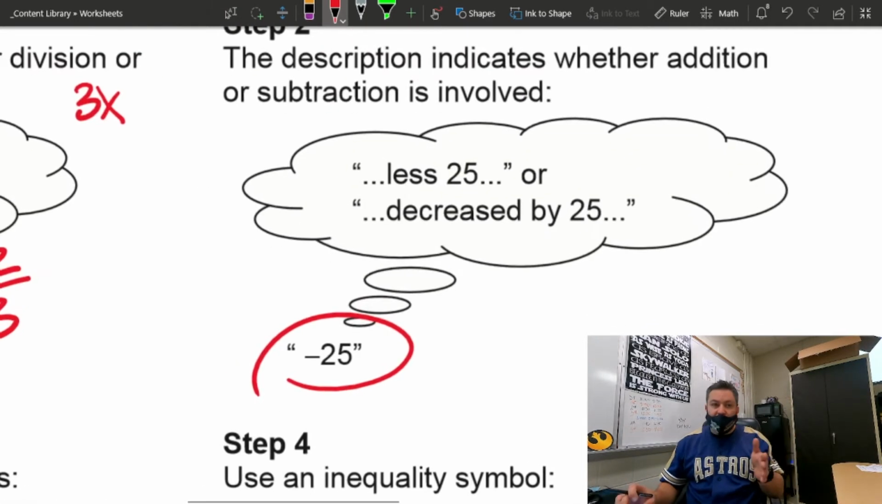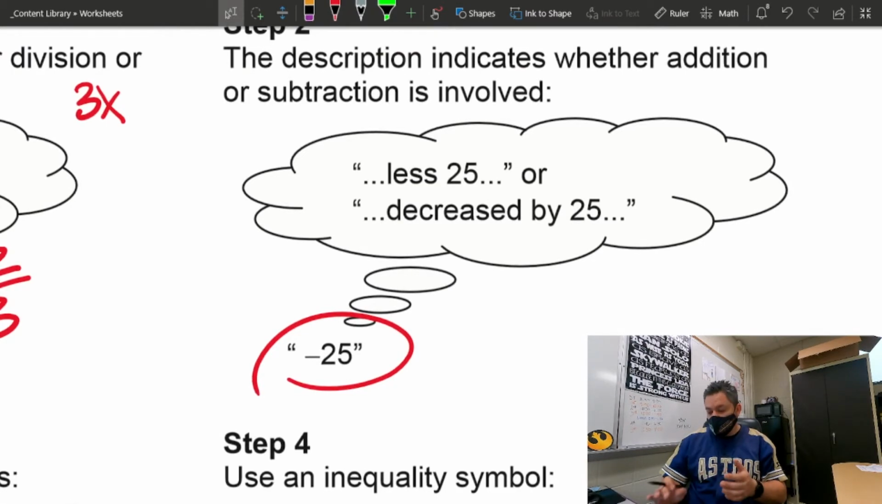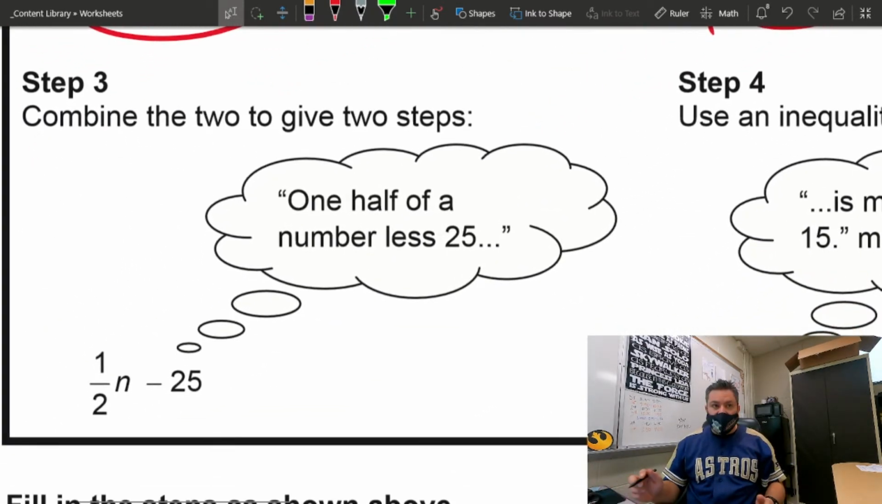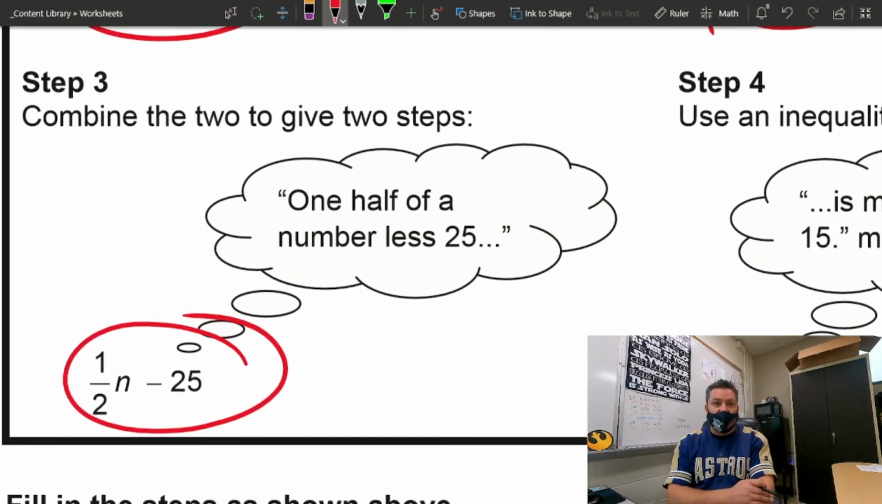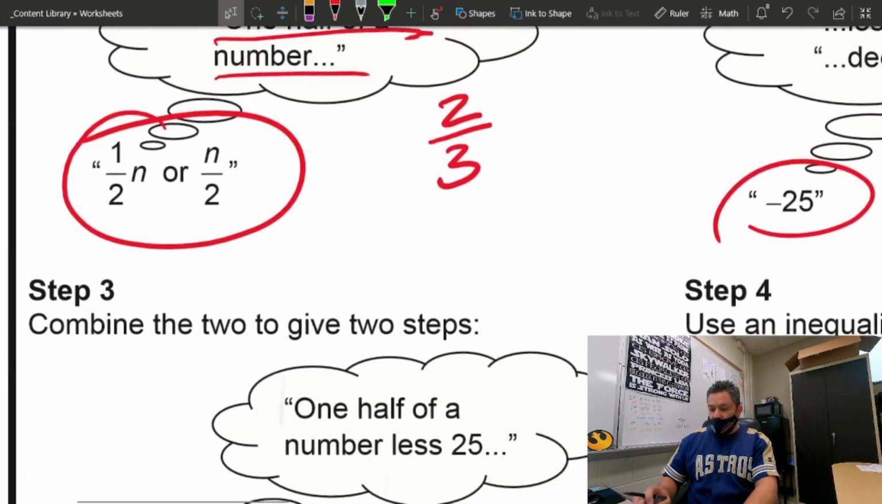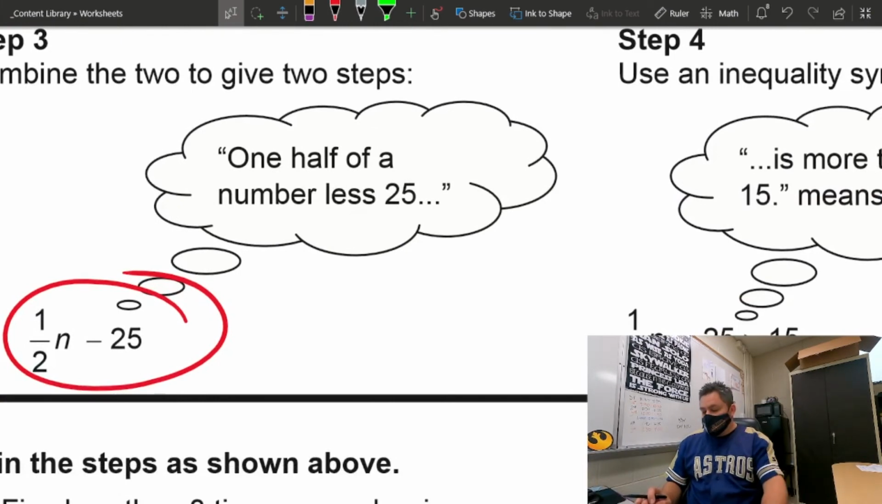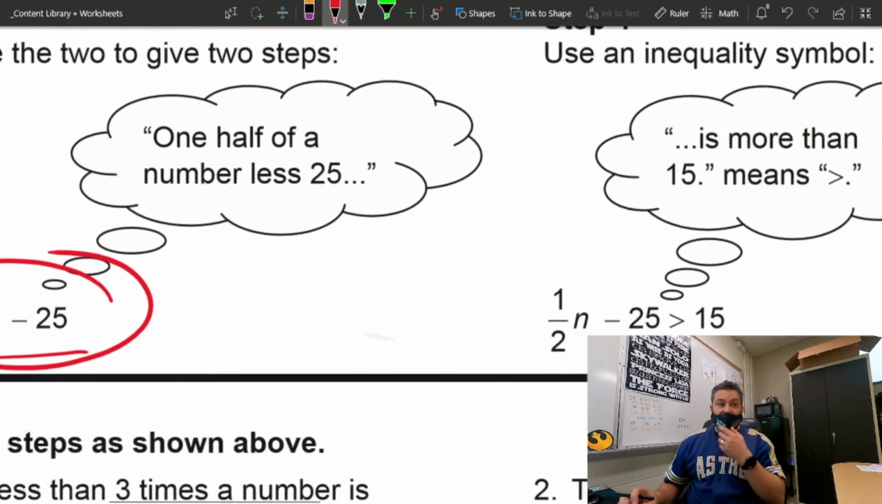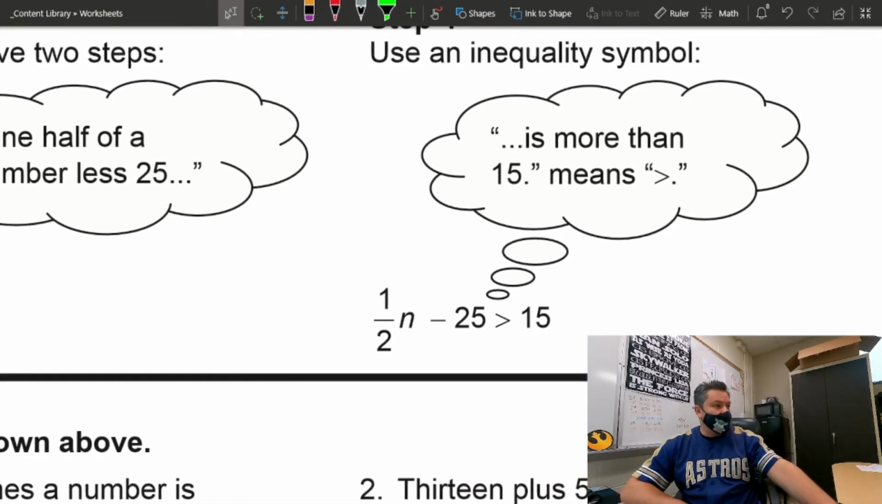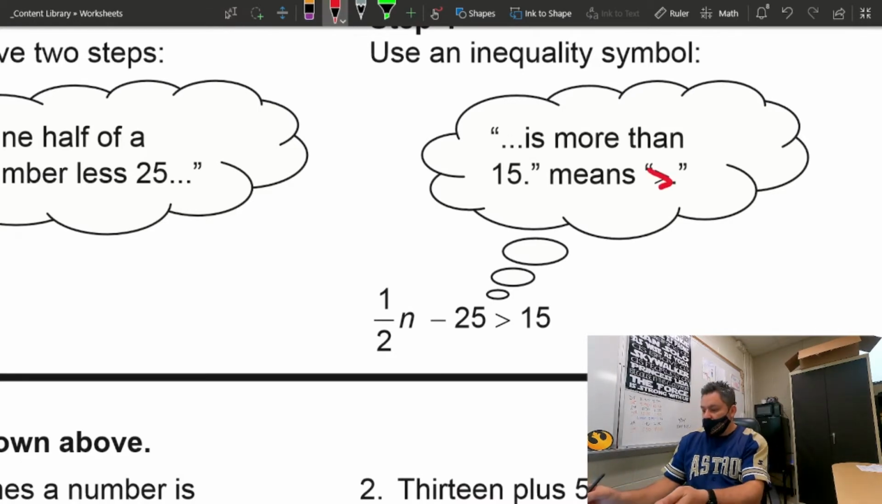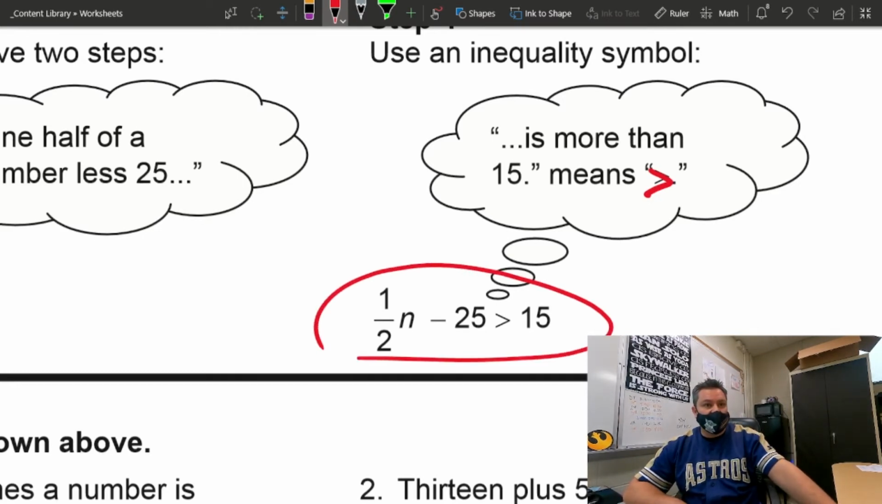So now we have the two parts before the inequality sign. Now we're going to combine the two steps. And this is going to be part of the assignment, number 7 on your assignment. You do the first part, the second part, and then combine them together. Okay? 1/2 of a number minus 25 is right there. Last thing, we have to look at what inequality sign we're using. It says more than, and for that one, we use that one. It's more than 15. So we combine everything together and we get that.